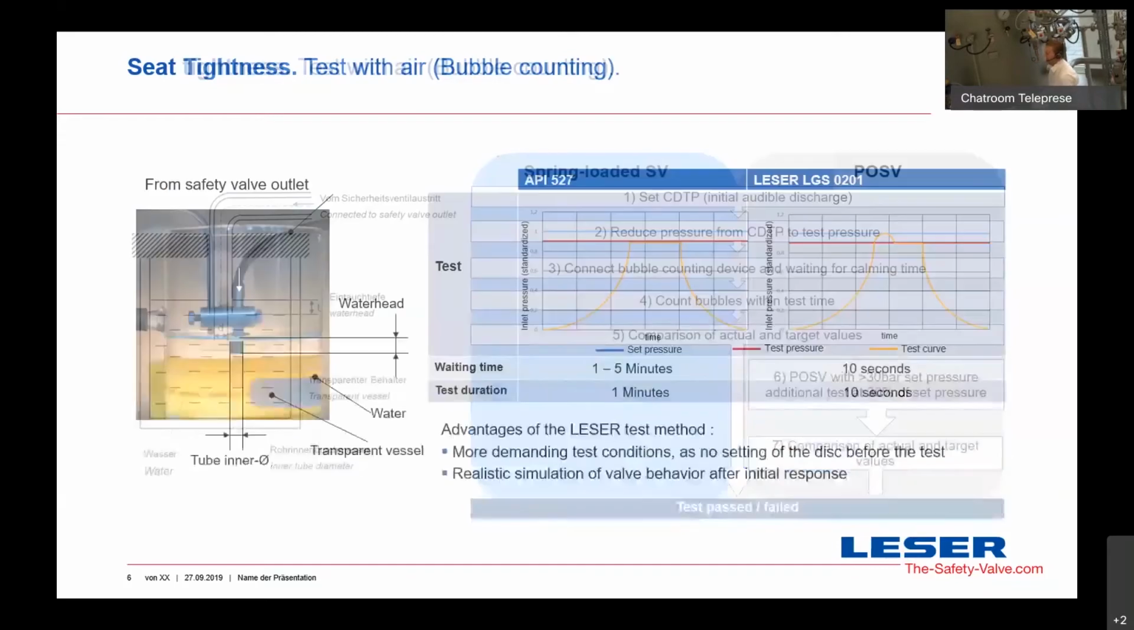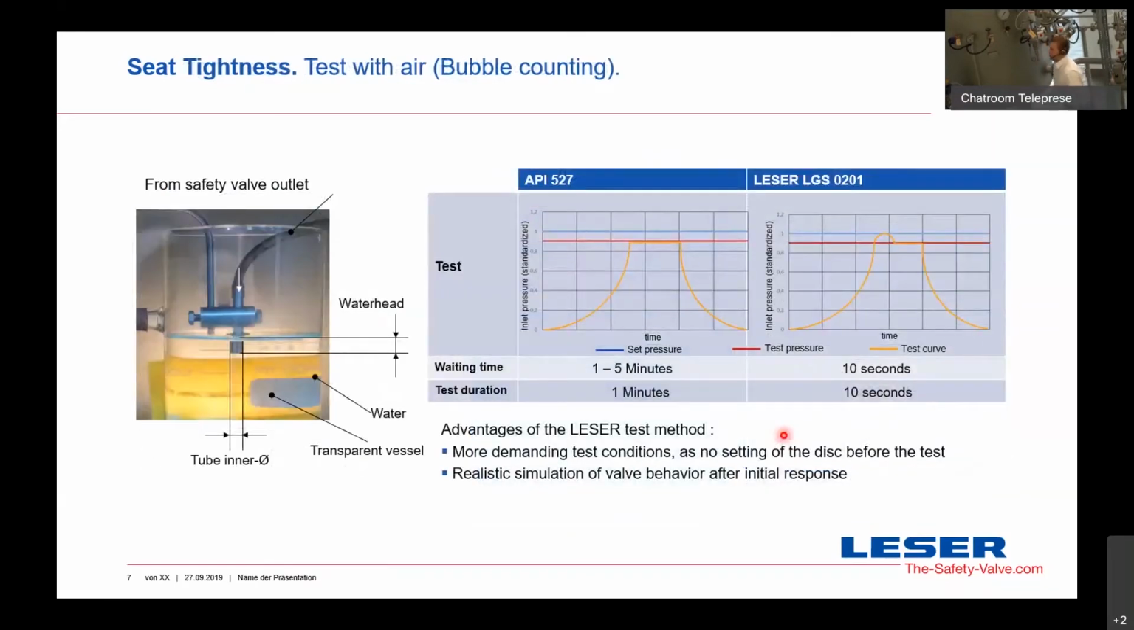On the next slide we see the difference between API 527 and our LESER global standard. API 527 goes directly to the test pressure on the test curve. This is the red line, 90% of your set pressure. Then we have a waiting time and the test duration time, and then we count the bubbles and the test is failed or passed.